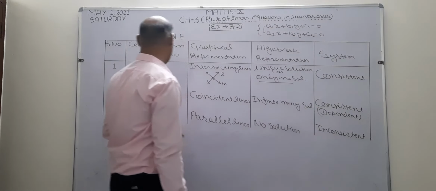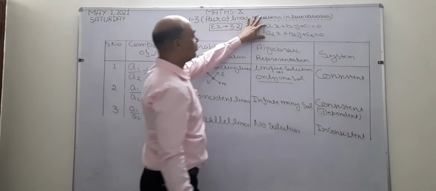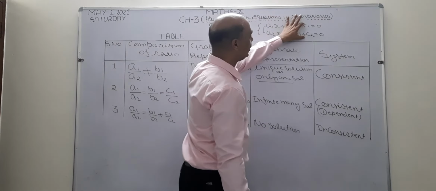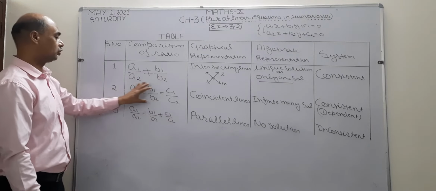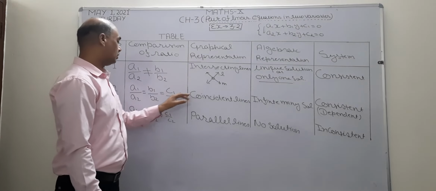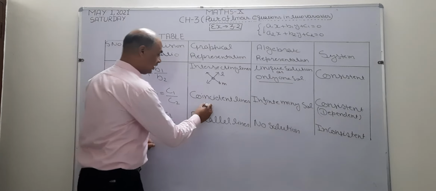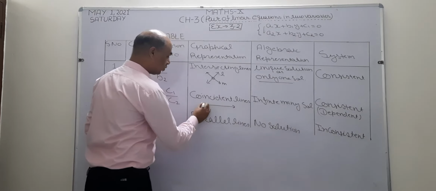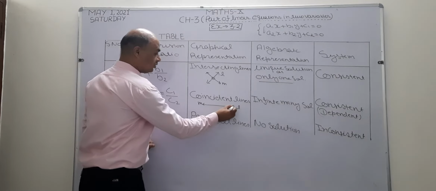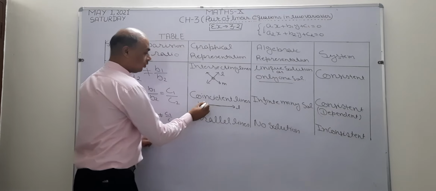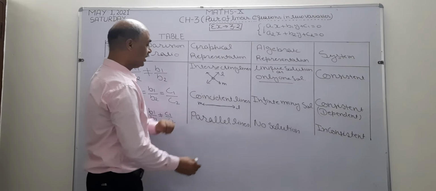Okay, now see, I am going to discuss the second. If the ratio of A1 by A2 is equal to B1 by B2 is equal to C1 by C2, means the ratio of all three terms becomes equal or the same, then if we draw the graph of such a pair of equations, the graph lines represent coincident lines. What is the meaning of coincident lines? Means graph lines L and M lie upon each other. On one side it is L, and on the other side it is M. This is known as coincident lines.